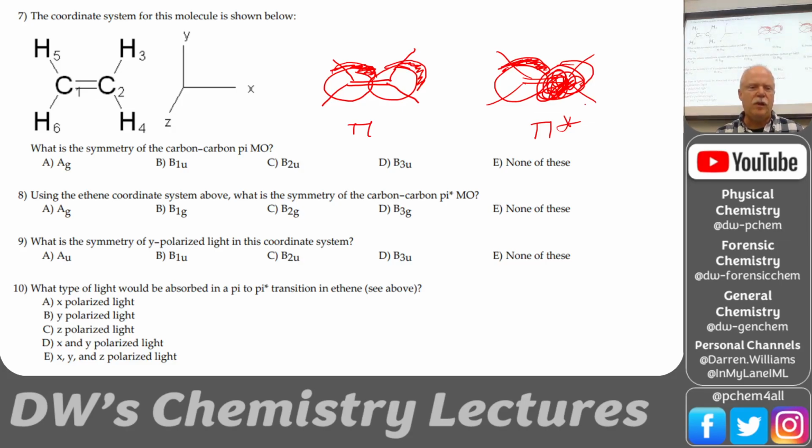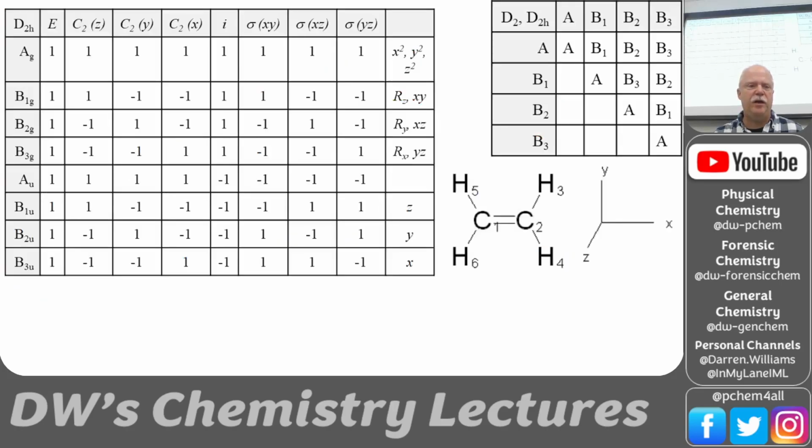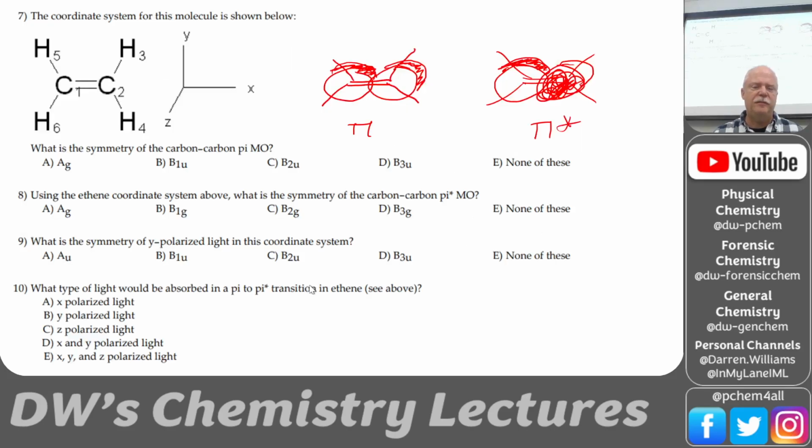Okay. And so then I ask you all kinds of questions about the symmetry of these things, and so we can look at the character table. I nearly said periodic table. The character table, and find those different symmetries, and looking at the coordinate system. So what's the symmetry of the carbon-carbon pi MO? So that's drawn right there. And we can look at this axis here. The z-axis is coming out of the plane of the board. Okay, so it's coming towards you.